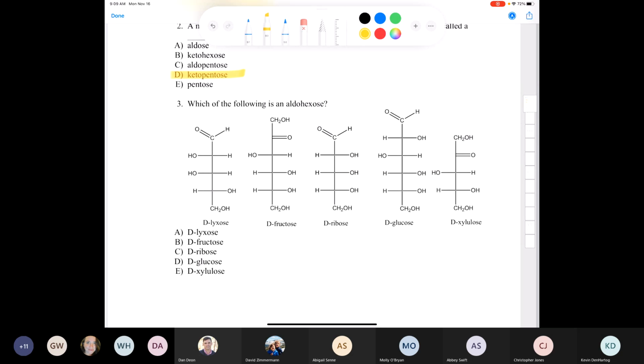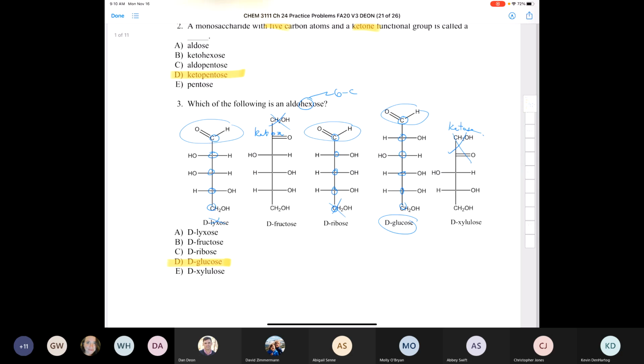Which of the following is an aldohexose? Well, it's got to have an aldehyde in it. So it could be either this one, or this one. It cannot be this one or this one because this is a ketose, and this is a ketose. Okay, and then we have to have how many carbons? If it's a hexose, we need 6 carbons. Here we have 1, 2, 3, 4, 5. So we can cross this one out. Here we have 1, 2, 3, 4, 5. So we can cross that one out. Here we have 1, 2, 3, 4, 5, 6. And so the answer is D-glucose. All right, let's move on from there.